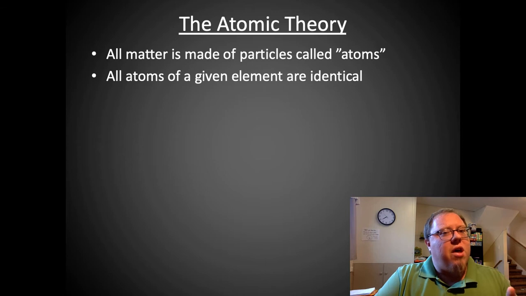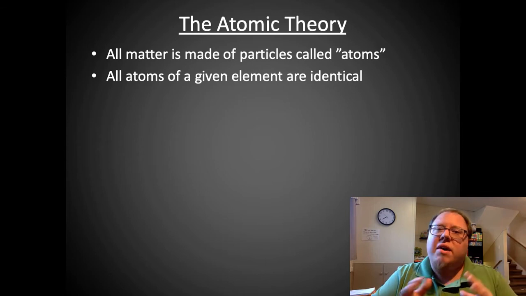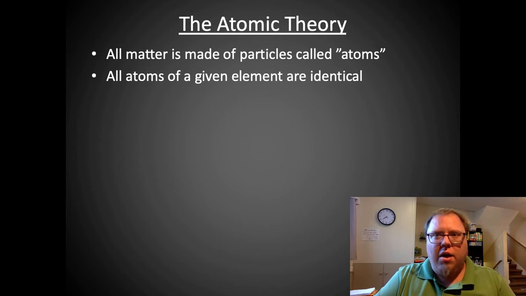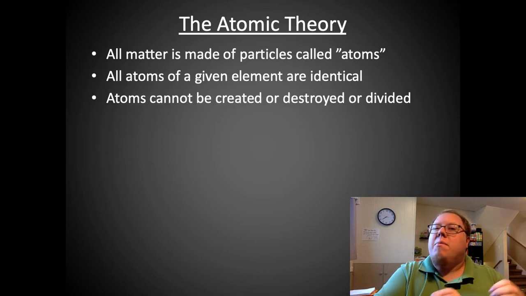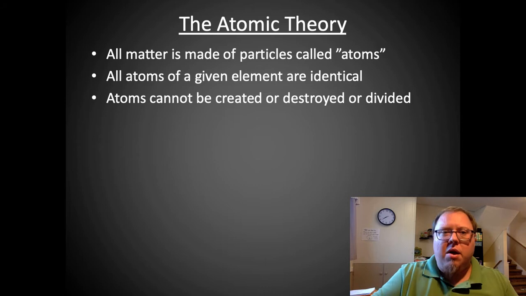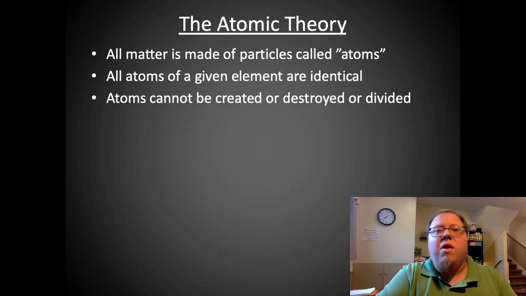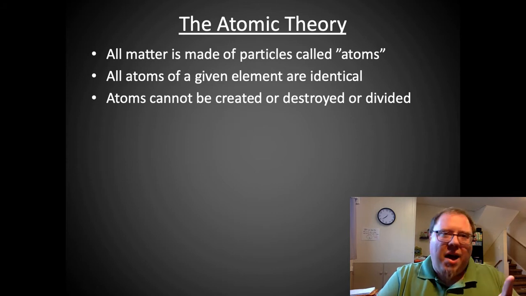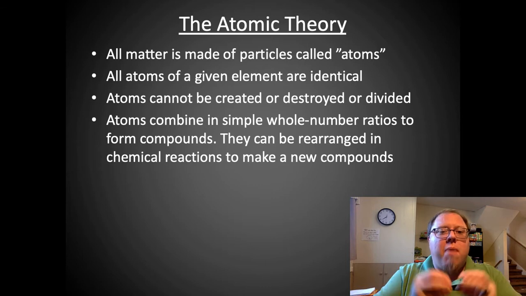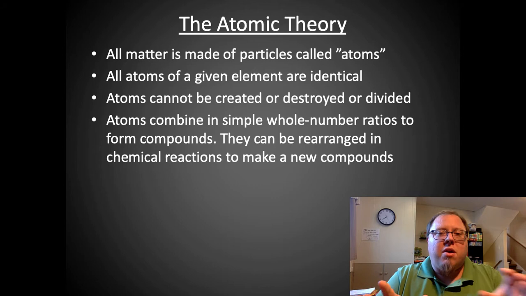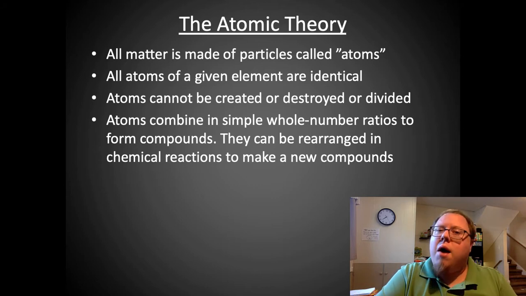All the atoms of a given element are identical. They're going to have identical properties. Okay? These atoms cannot be created, they cannot be destroyed, they cannot be divided. All right? So everything's made of these. All the atoms of one thing are identical. These atoms can't be destroyed. And last, and this gets into the evidence of Proust and Dalton here, these atoms combine, and they combine in simple whole number ratios. So one atom and another atom combine, or one atom and two atoms combine, and they form compounds.